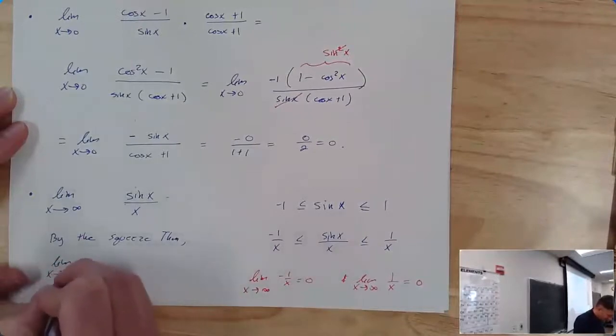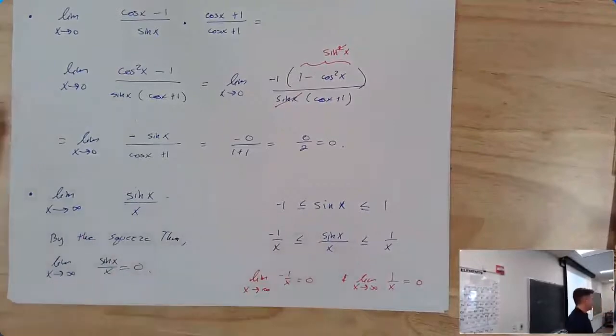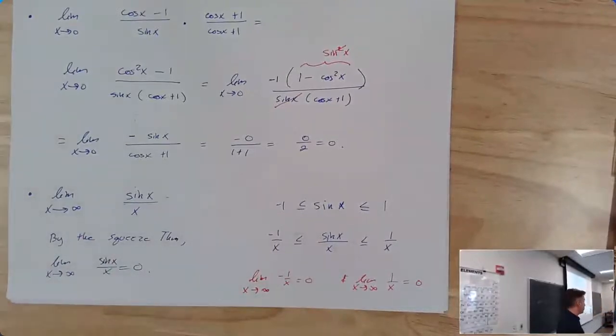The limit as x approaches infinity of sine of x over x has to be 0. There's no other choice. And again, if you wanted to, you can graph both things. You can graph 1 over x on Desmos and -1 over x on Desmos, and then sine of x over x. You'll see that it's just squished between them the whole way. It gets closer and closer and closer to 0.